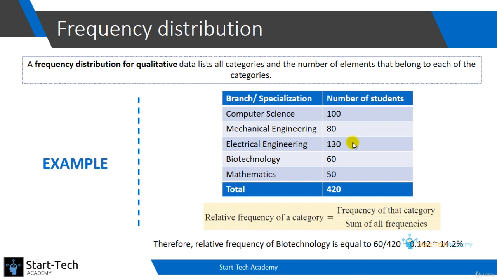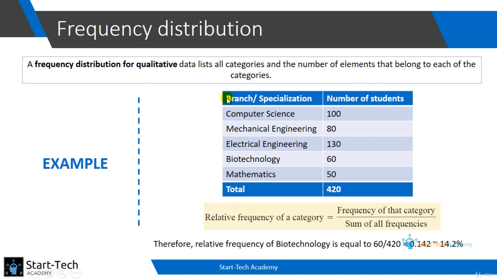For example, if I have data of students of a college and against their name I have the branch that they belong to, I can create a table like this in which I have summarized how many of those students belong to each branch. So in an engineering college, in that list, 100 students belong to computer science branch, 80 students belong to mechanical engineering branch, and so on.